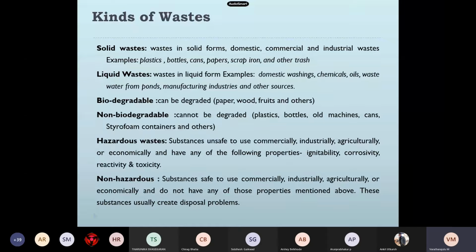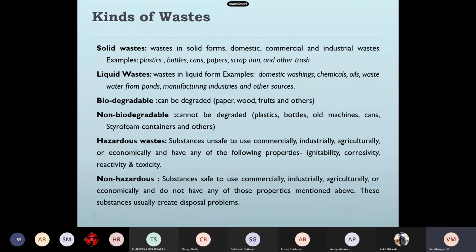That is very important. See the substances, and which substances are unsafe to use commercially, industrially, agriculturally, or economically, and that too, possess some properties. So we should be very cautious, and we should be very aware about these kinds of waste when we are dealing with the soil waste.